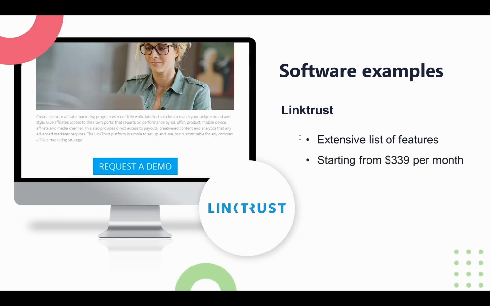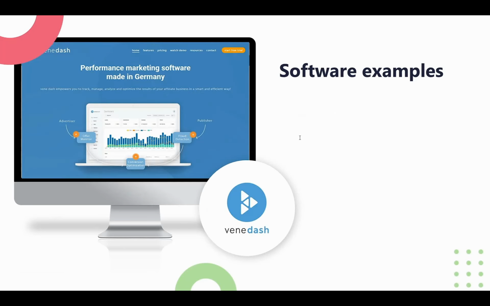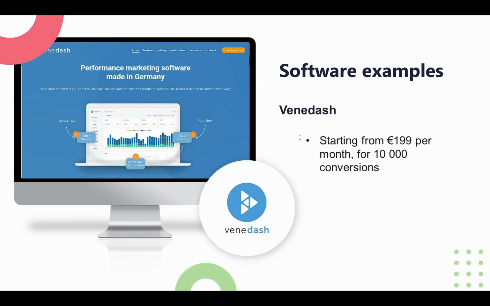Then we have Vendash or Venedash. I'm not quite sure how to pronounce it, sorry. It is starting from €199 per month. That is the currency that they have on their site. And this is for 10,000 conversions. So the price increases the more conversions that you have.